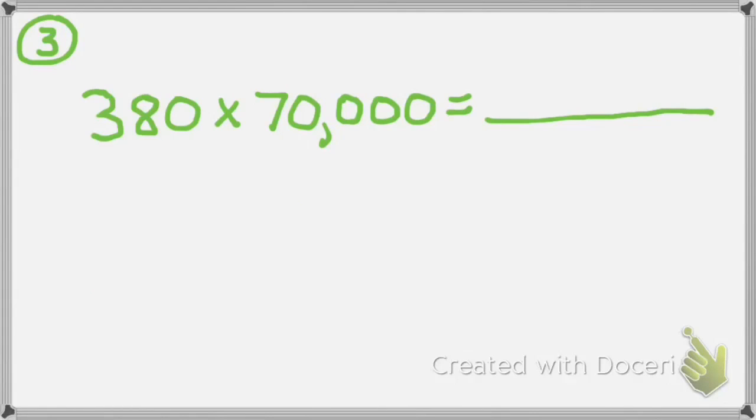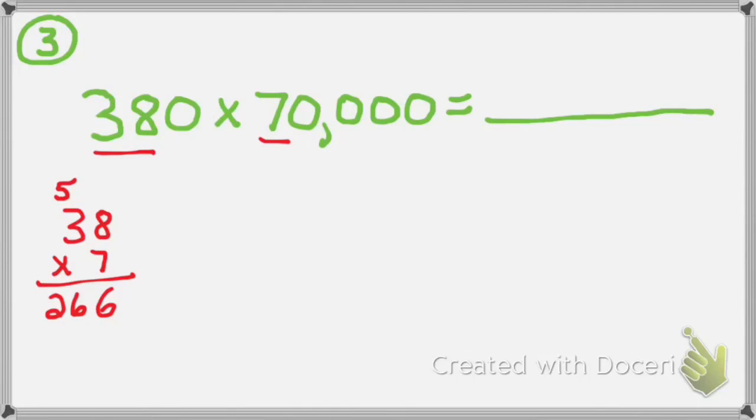Example number 3 says 380 times 70,000. Well, in 380 there is an ending zero, so my basic fact is 38. In 70,000 there are ending zeros. My basic fact is 7. I need to solve 38 times 7, but I don't know that by heart, so I'll use some scrap paper. 7 times 8 is 56. Put down the 6, carry the 5. 7 times 3 is 21, plus 5 is 26. Put down the 26 and write that on the line, because 38 times 7 equals 266.